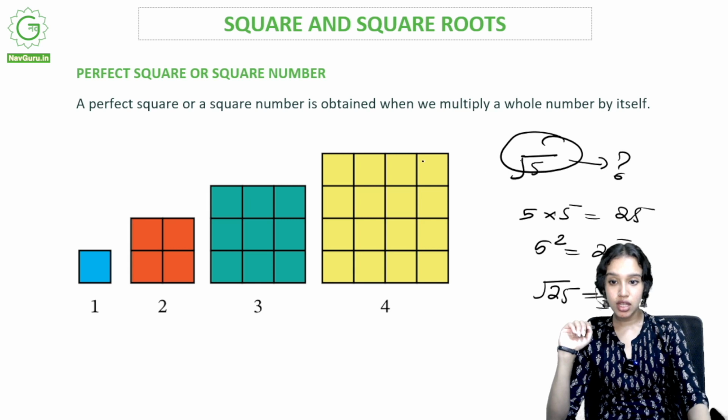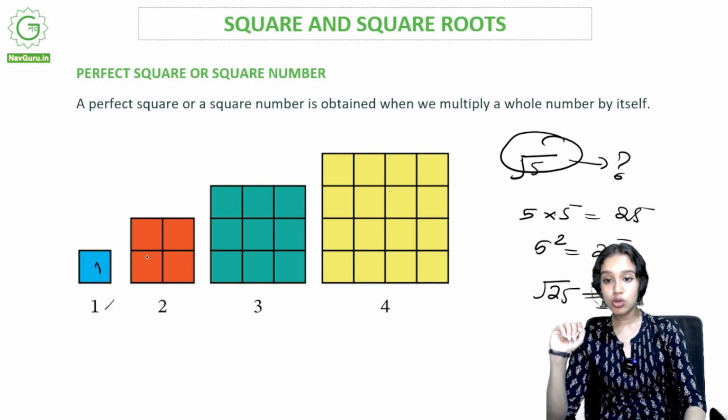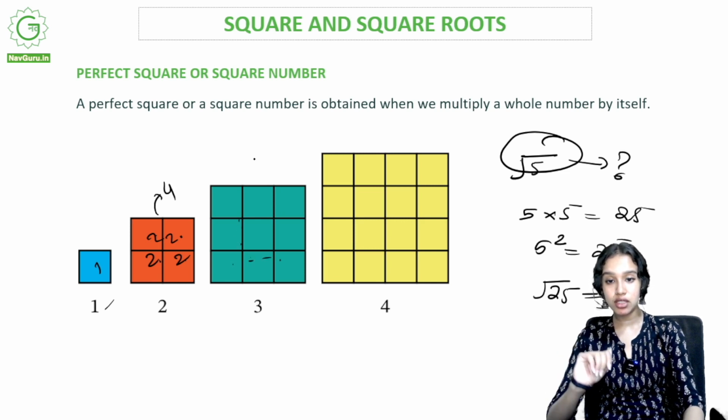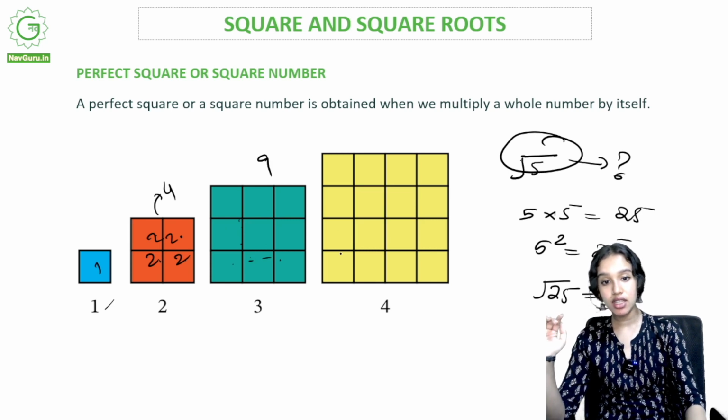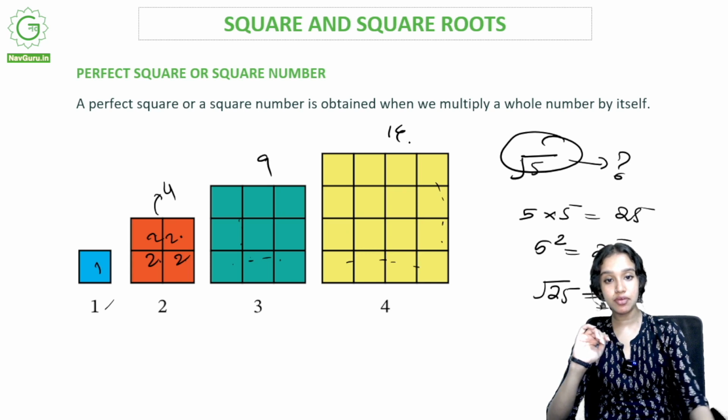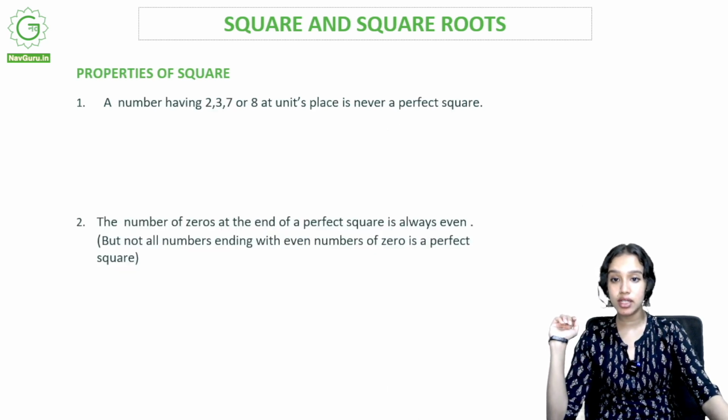We don't know. But here we know that 1 square is 1, 2 square is 2 times 2, which is 4. 3 square is 3 times 3, which is 9. 4 square is 4 times 4, which is 16. So these are known as perfect squares.